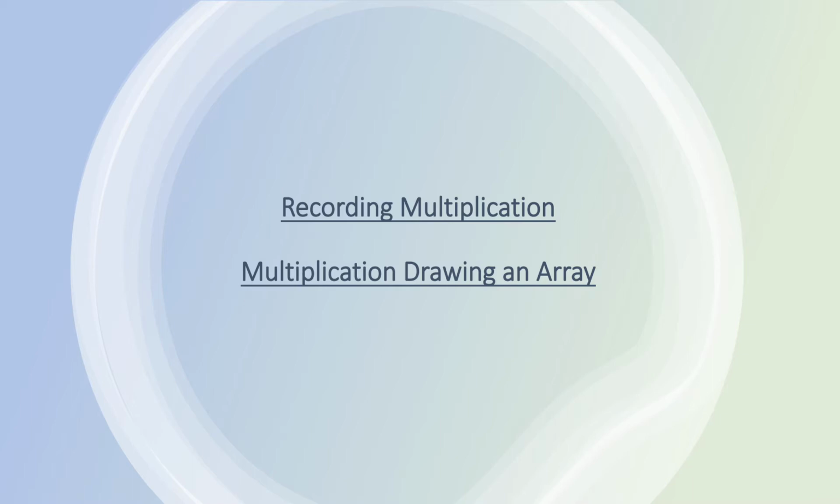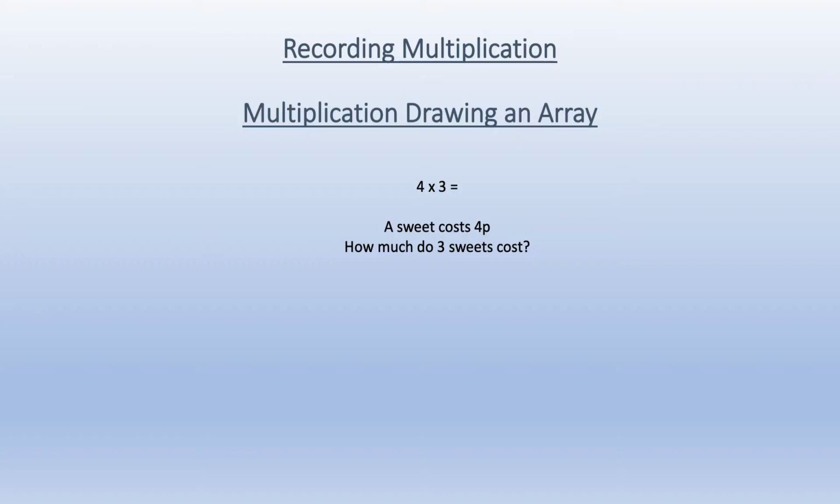Multiplication at Key Stage 1 can also be represented as an array. In this example, we have 4 times 3, and again, we can put this into context. A sweet costs 4p, how much do 3 sweets cost? And as you can see, I've drawn 3 rows of 4, but you could do it the other way around as 4 rows of 3. This helps very much with the understanding that 4 times 3 is the same as 3 times 4.